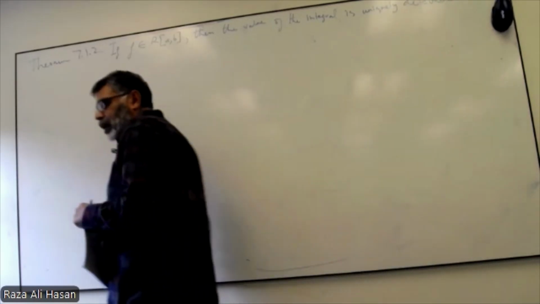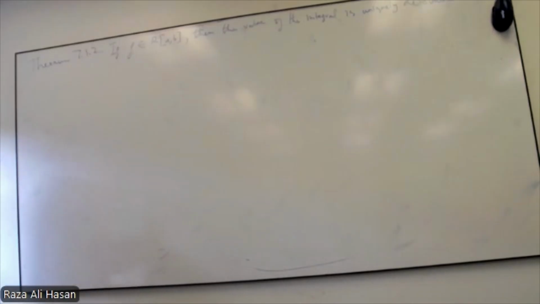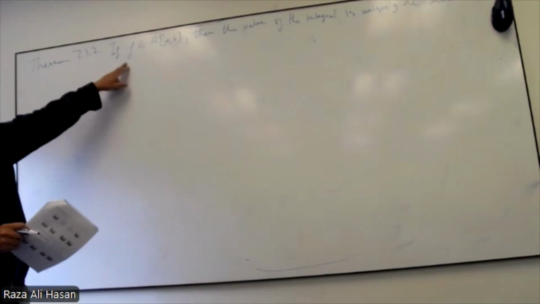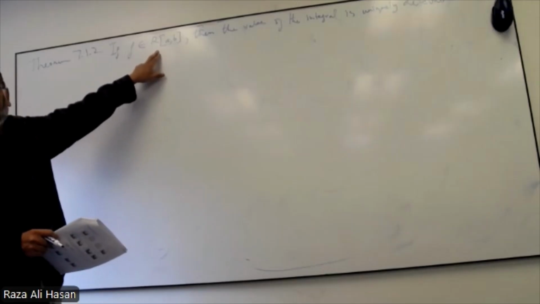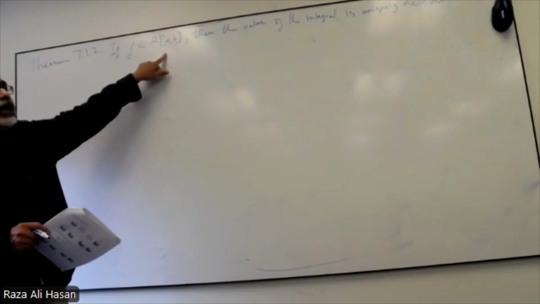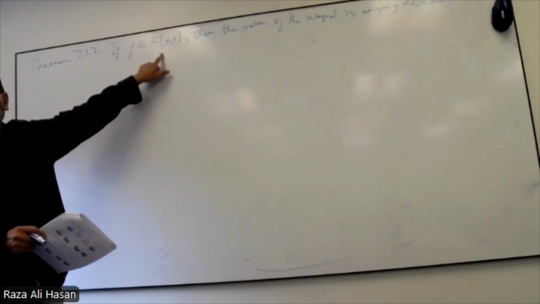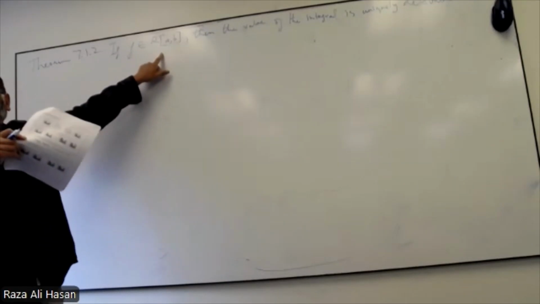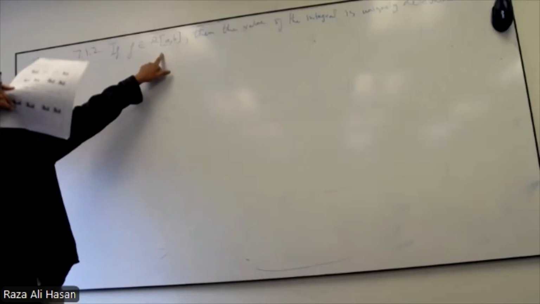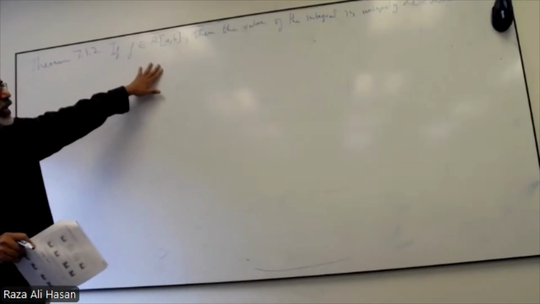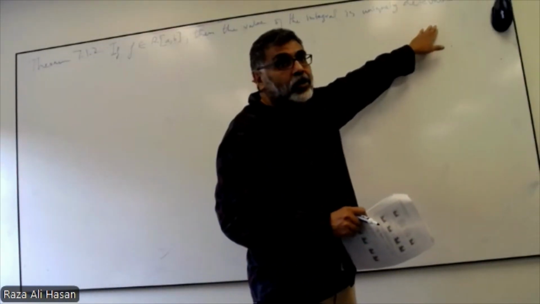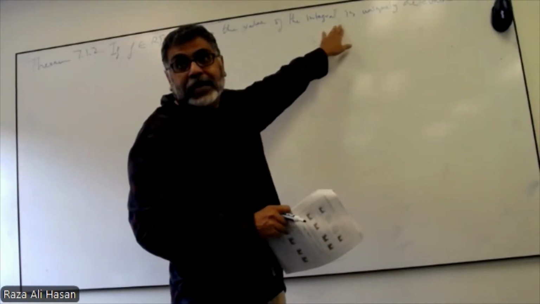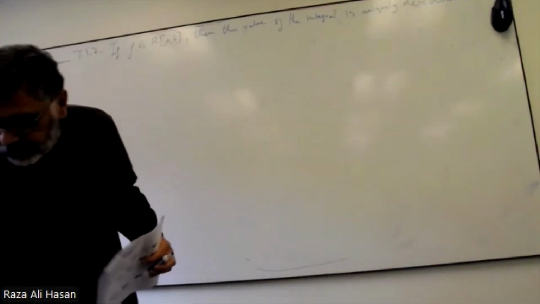STEM people, you guys can read this from the back. If a function belongs to this set, this is a set of functions f that are defined on the closed interval AB, and they are integrable. If this is the case, then the value of the integral is uniquely determined, which means there can only be one L, right?